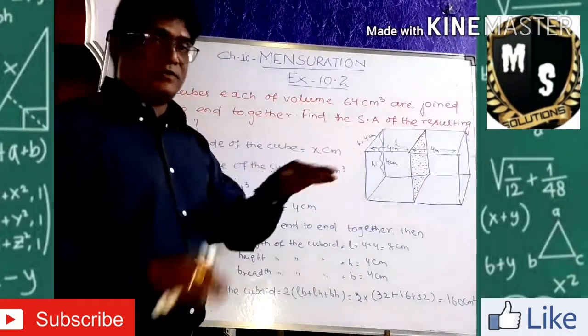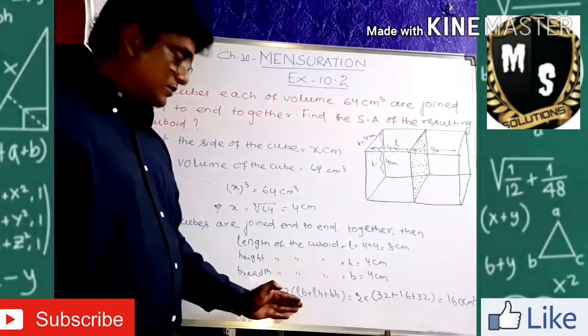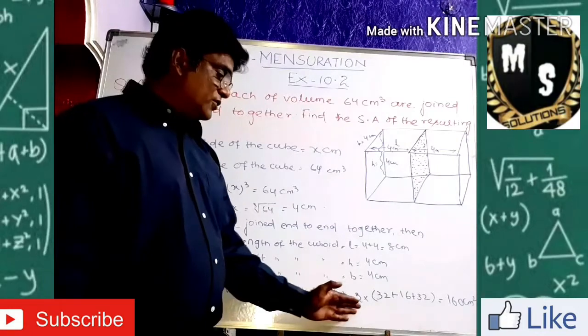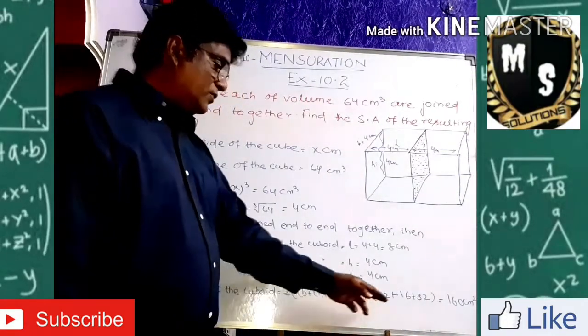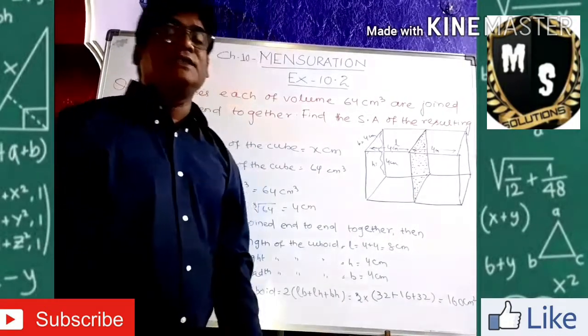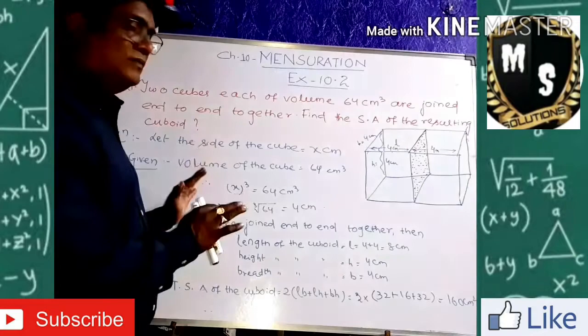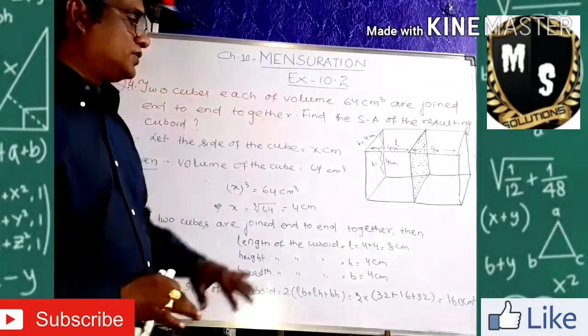Find the surface area. Surface area means TSA. The formula is 2 into (LB plus LH plus BH), that is 2 into (32 plus 32 plus 16), which gives 160 square centimeter. Easy sum. It will come for 2 marks, maximum 2 marks. I hope you understood this.